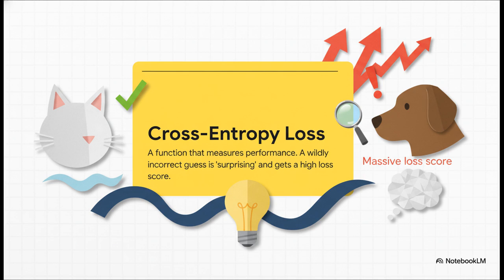If the real answer is cat and the model predicts cat with 99% probability, that's not surprising at all, so you get a very low loss score, a very low error. But what if it predicted dog with 99% probability? Well, that's a huge surprise, right? And for that, the model gets hit with a massive loss score. And that score is the signal it's going to use to learn.